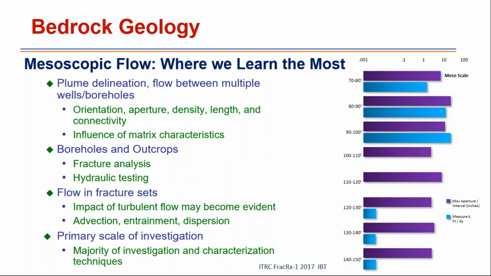This is where you actually do the plume delineation, flow between boreholes. You do pump tests in boreholes and measure other wells, see what's happening. You can go into the hole itself with logging material and get the orientation of an aperture, the thickness or the width, the density, length, and connectivity of fractures, and influence of matrix characteristics. So if you're in a sandstone where you do have primary porosity, that's going to change compared to the matrix in a granite or a metamorphic, which only flows in the fractures.